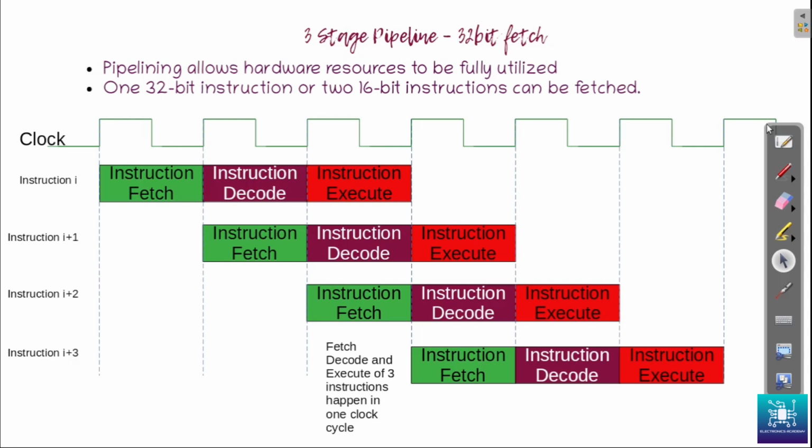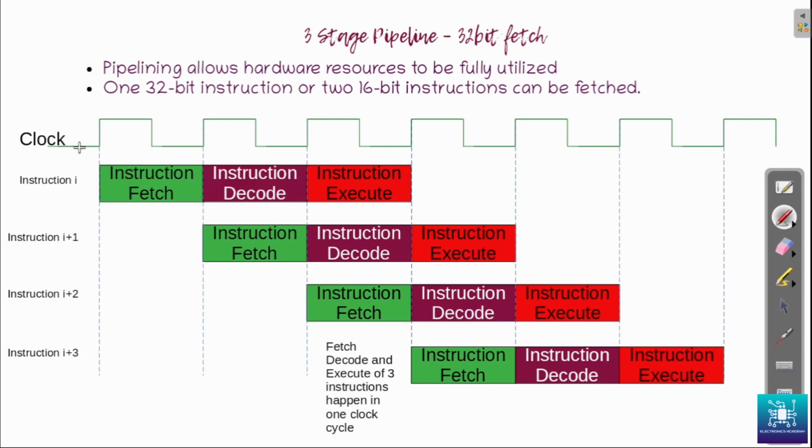Now this is the diagram of the three-stage pipeline that we have been talking about so far. Say this is the main processor clock. Pipelining allows hardware resources to be fully utilized, and one 32-bit instruction or two 16-bit instructions can be fetched. Now what do we mean by a pipeline? A pipeline means that in one clock cycle we can do multiple tasks.